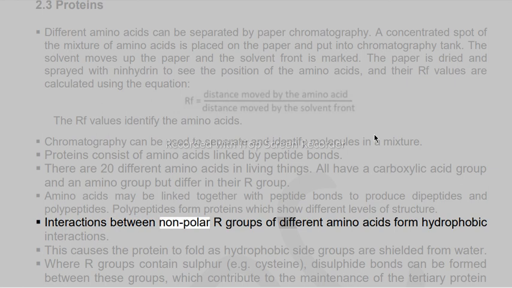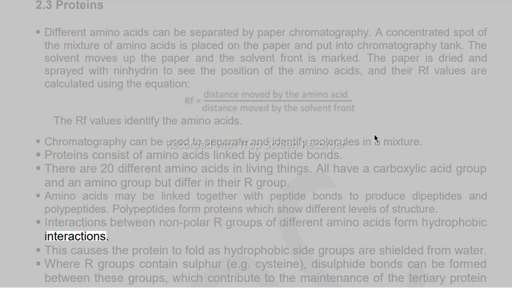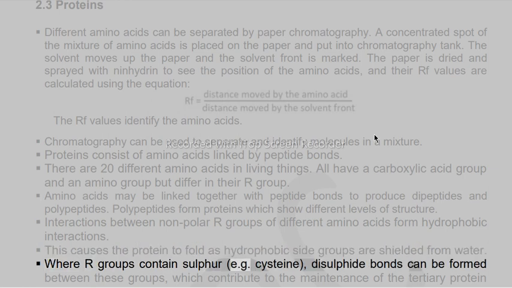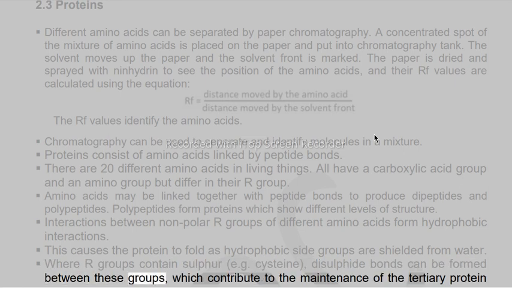Interactions between nonpolar R groups of different amino acids form hydrophobic interactions. This causes the protein to fold as hydrophobic side groups are shielded from water. Where R groups contain sulfur, e.g. cysteine, disulfide bonds can be formed between these groups, which contribute to the maintenance of the tertiary protein structure.